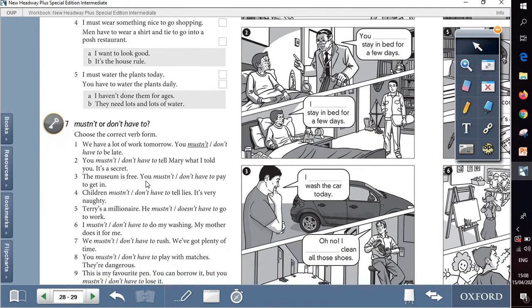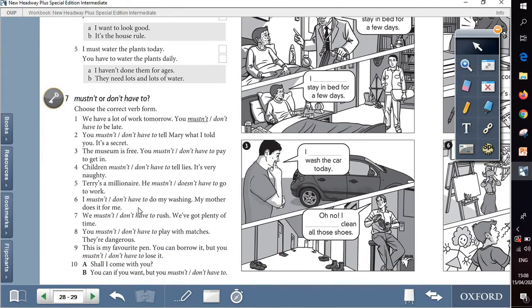Question 7 is also about must and have to, but here it's the negative form. Mustn't and don't have to. We have to keep in mind that mustn't and don't have to have totally different meanings, not like the affirmative form. So here choose the correct form. We are going to read the sentence and decide whether we need must not, mustn't, or don't have to.